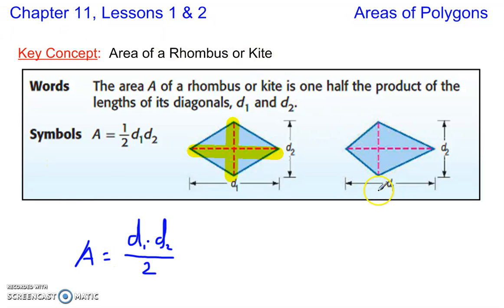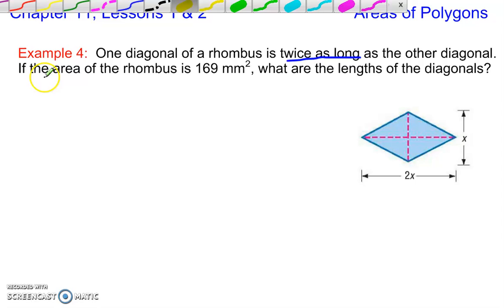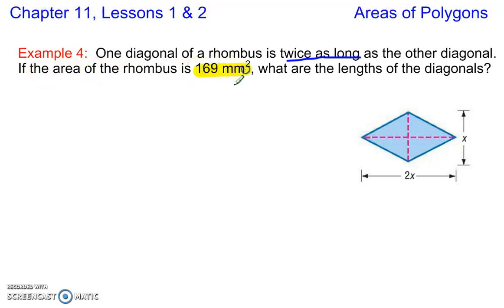Same thing for a kite: diagonal 1 times diagonal 2 divided by 2. All right, so we know one diagonal of a rhombus is twice as long as the other diagonal. If the area of the rhombus is 169 millimeters squared, what are the lengths of the diagonals?